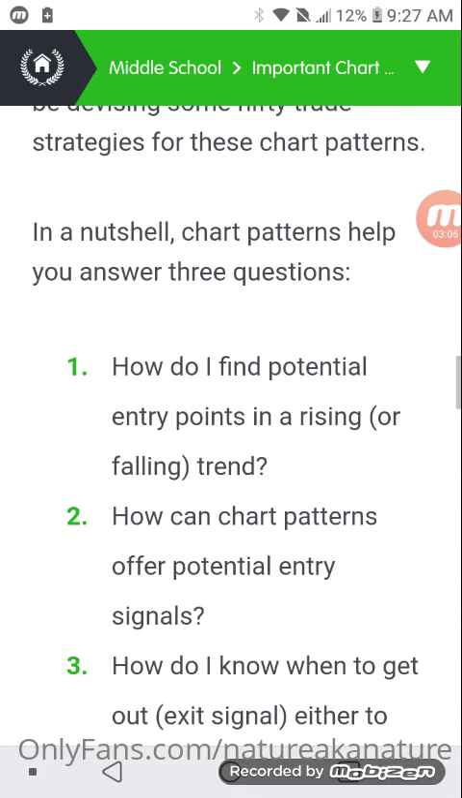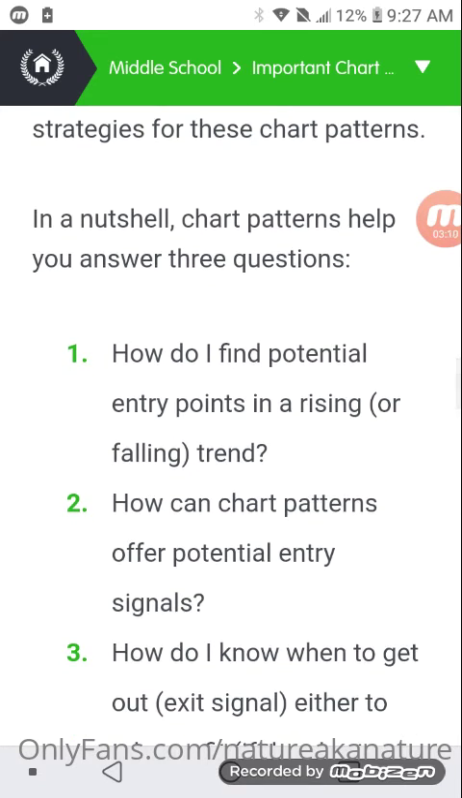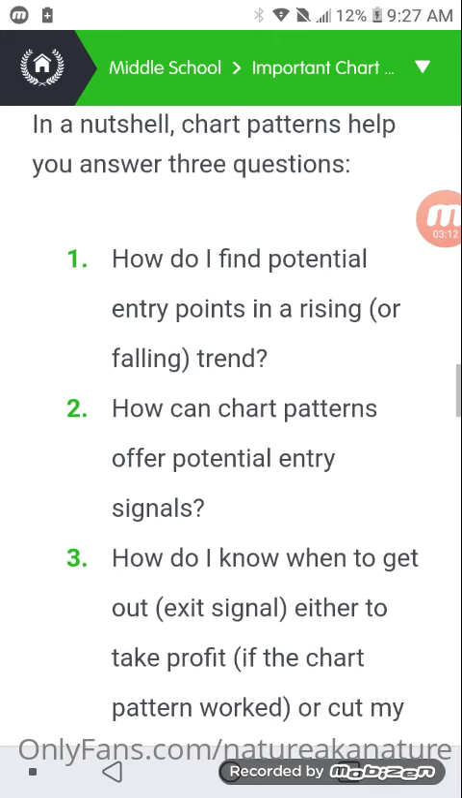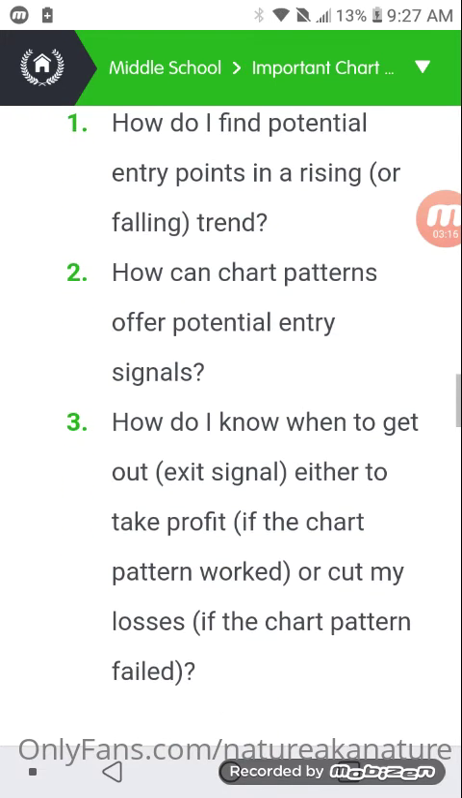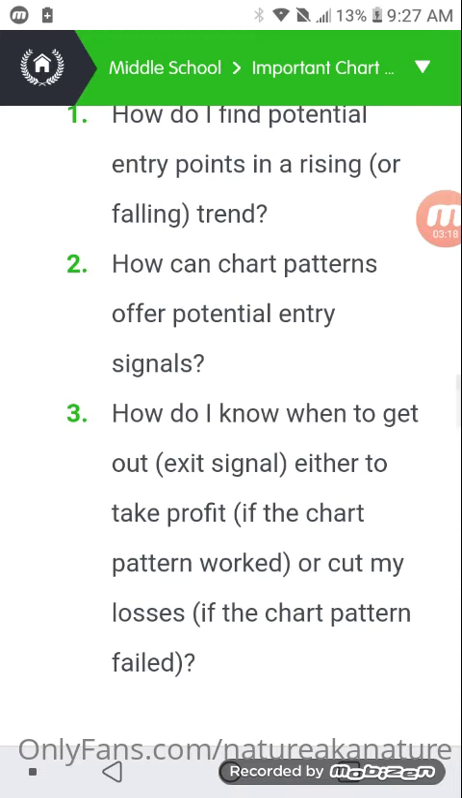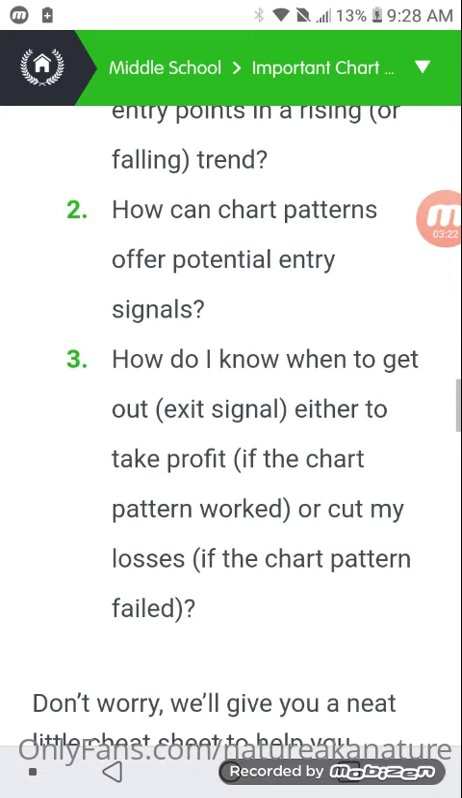How do I find potential entry points in a rising or falling trend? How can chart patterns offer potential entry signals? And how do I know when to get out, the exit signals, either to take profit if the chart pattern works, or cut my losses if the chart pattern fails?